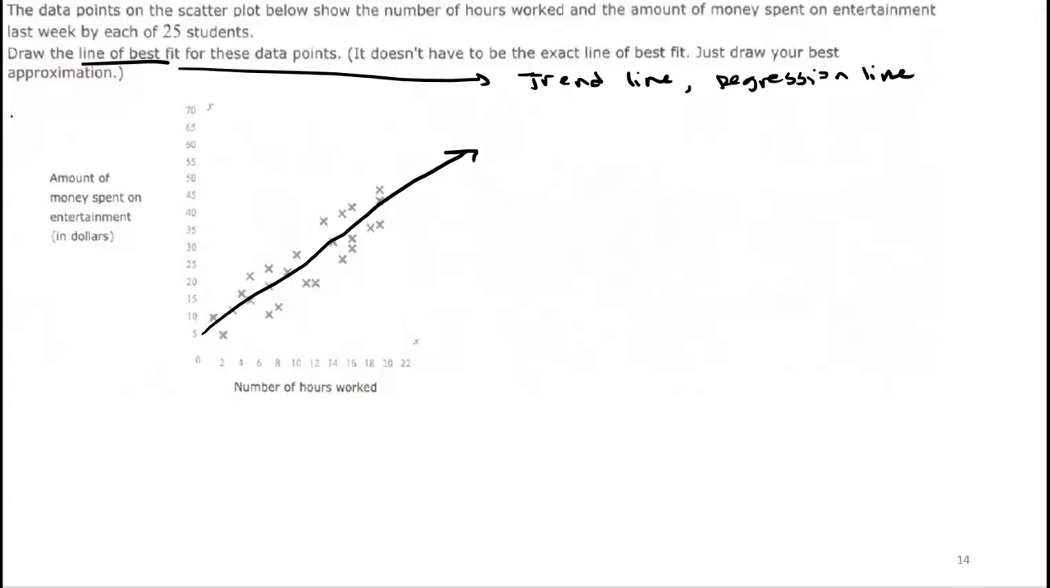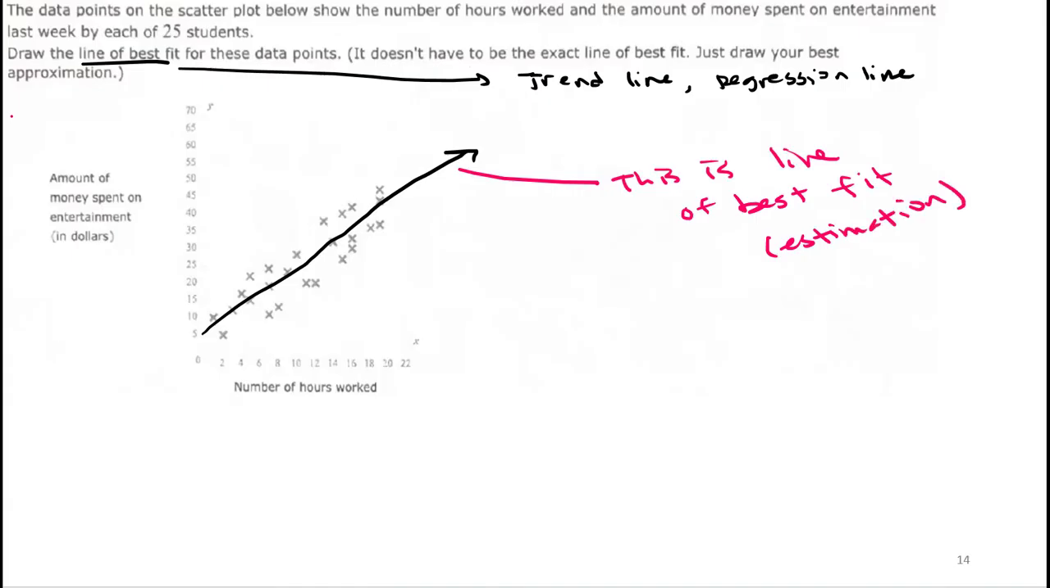Let's make sure that you understand that. So this line that I just drew, this is the line of best fit. And one thing about this is that this is just an estimation. So anything that you get from this line here is an estimation. And a lot of times it's represented by an equation, which we'll talk about in a couple of slides here.